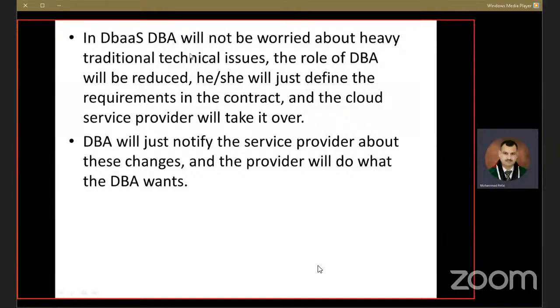In database as a service, the database administrator will not be worried about heavy traditional technical issues. The role of the database administrator will be reduced. He will just define the requirements in the contract, and the cloud service providers will take it over. The database administrator will just notify the service provider about these changes, and the provider will do what the database administrator wants.